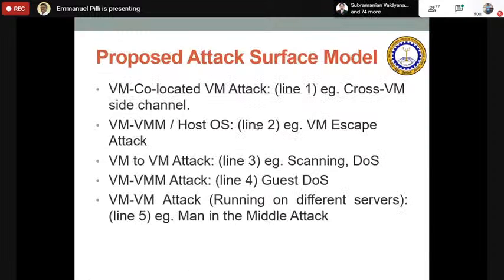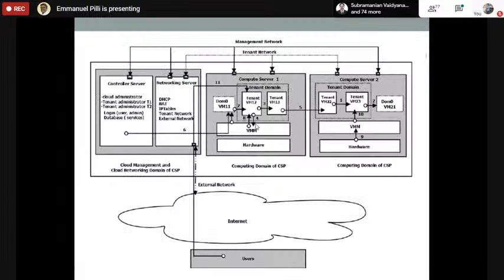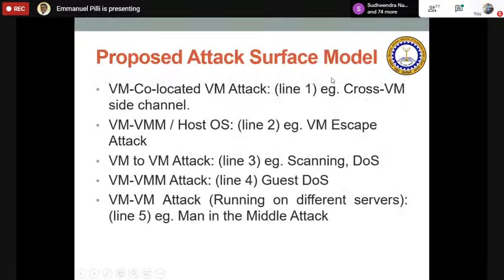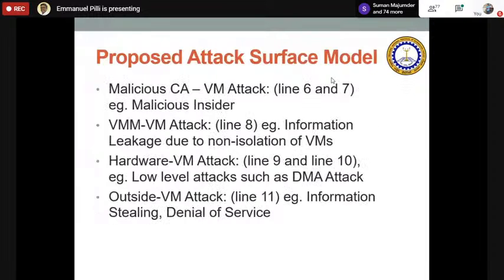VM to VM attack running on different servers, so man in the middle attack. So 5 is VM to VM attack across physical machines. So you are going out of the physical machine and running on different servers. You are running a VM to VM attack, right? Malicious cloud administrator attack, insider attack, which we call the cloud administrator itself attacking a VM, right? And then you have VMM to VM attack. That is once the hypervisor is compromised, you try to compromise the other VMs. So information leakage due to non-isolation of VMs and you can attack them.